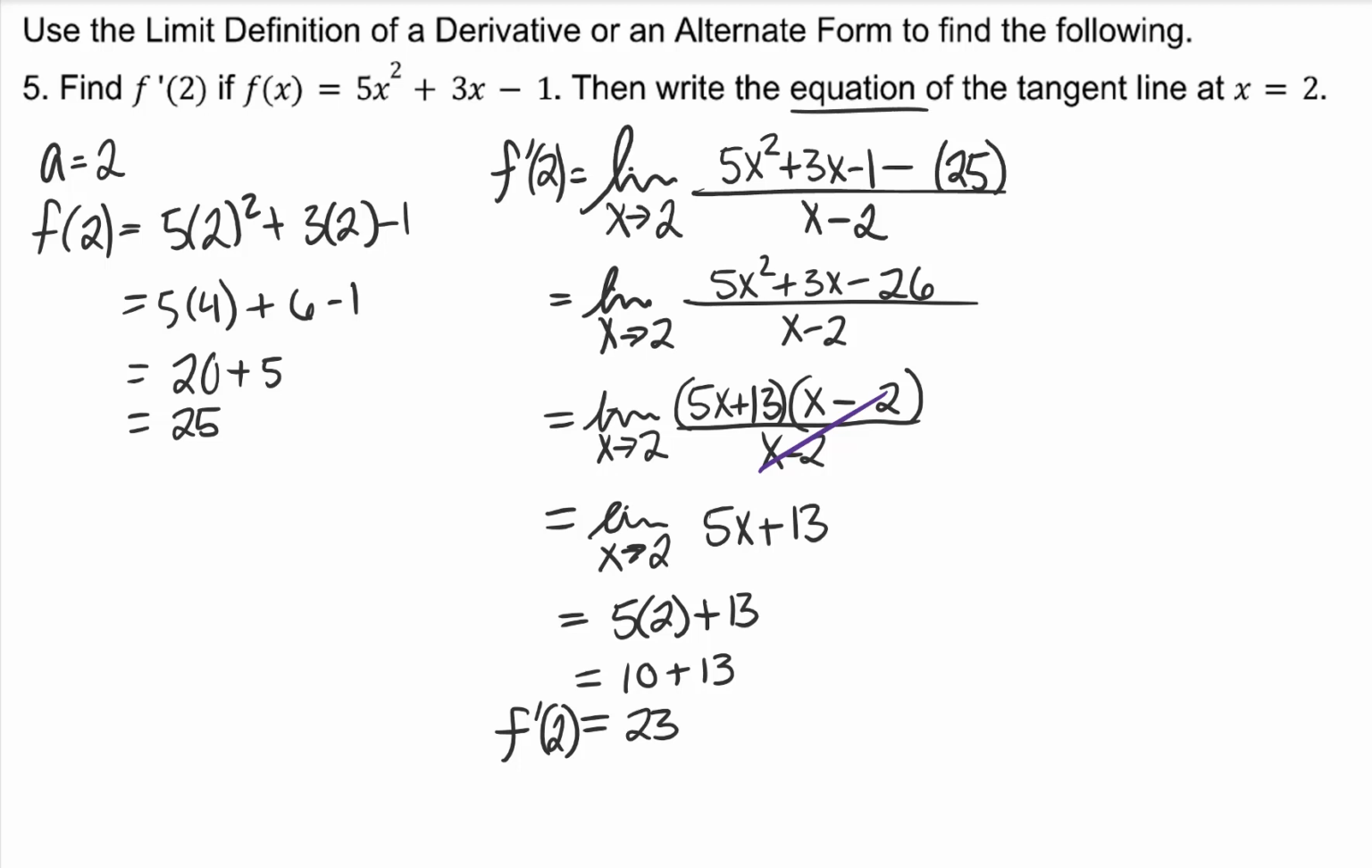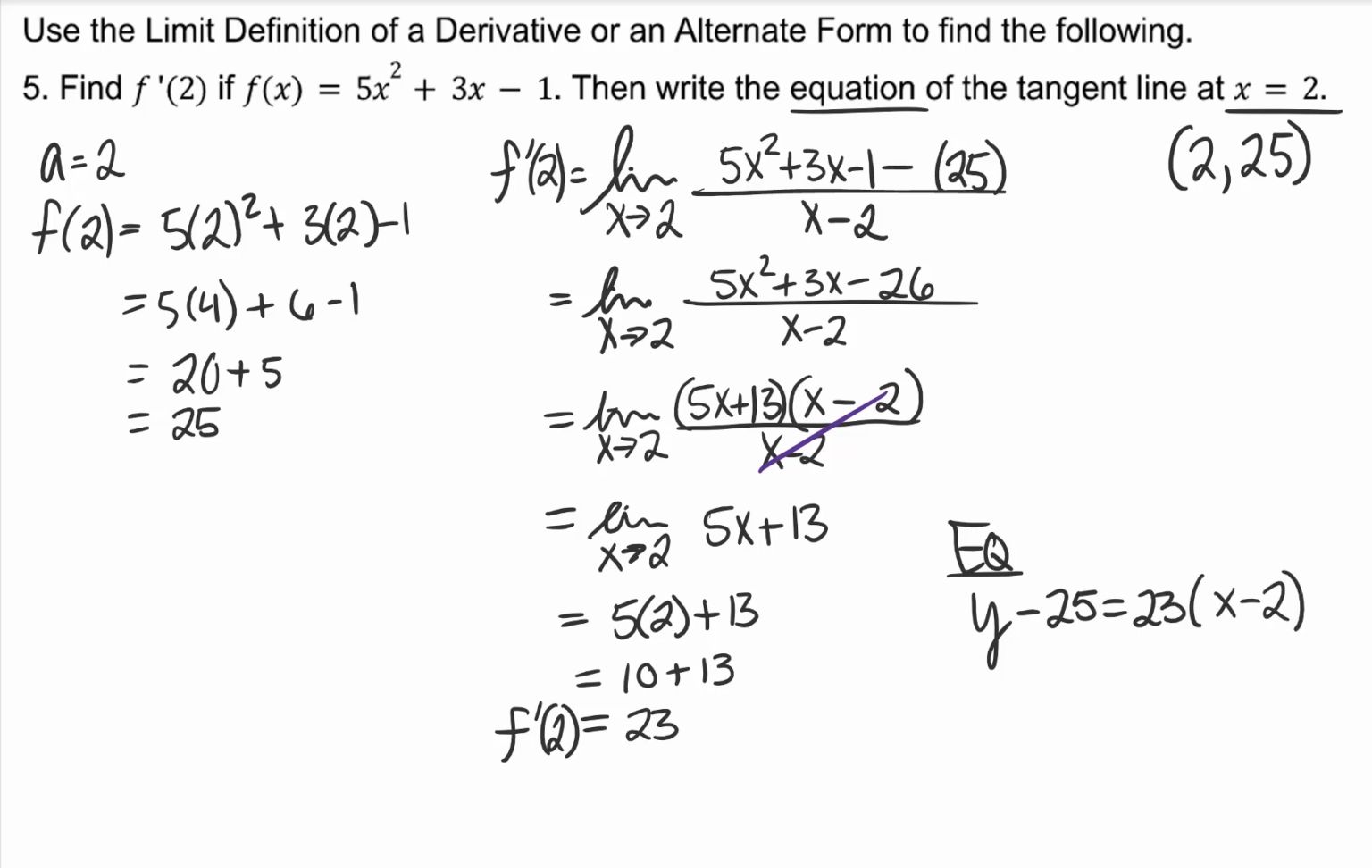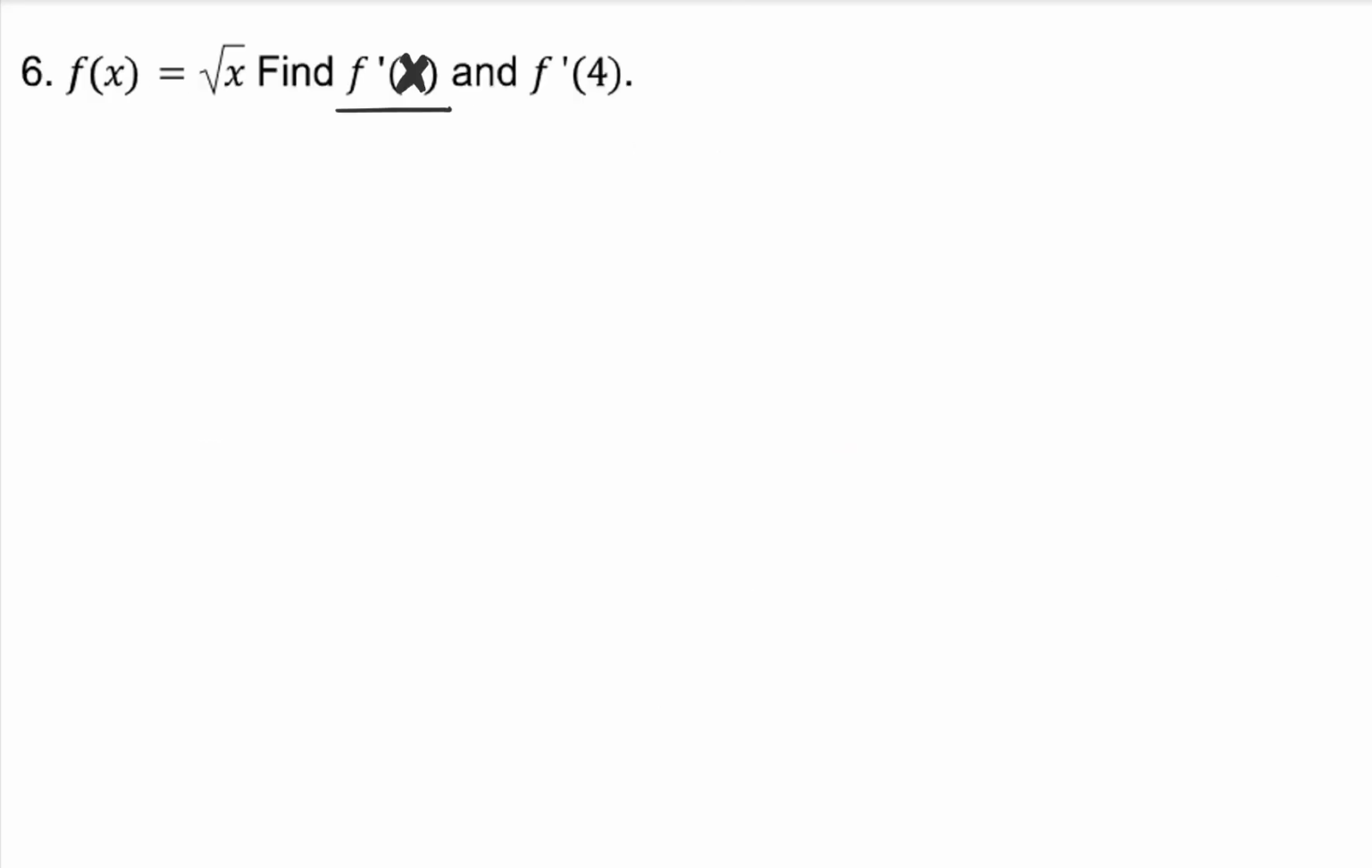So now to find the equation of the tangent line, we need a point and a slope. Do we have the point at x equals 2? Yes. When you plug in 2, you get out 25. Therefore, our equation is y minus y1 equals slope times x minus x1. They're asking for a general derivative and then a specific derivative.